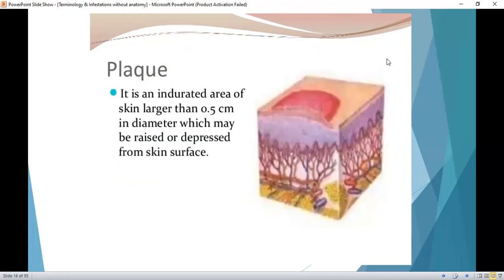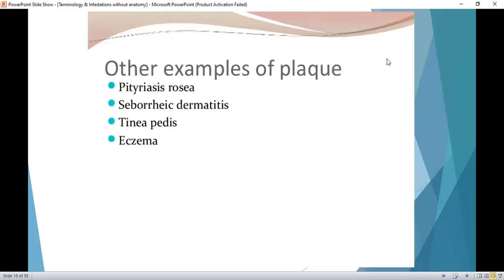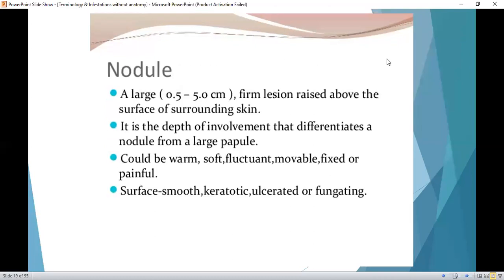same family. Then plaque. Plaque is an indurated area of skin which is larger than 0.5 centimeter in diameter and which is usually raised above the surface, but may sometimes be depressed below the skin surface. Examples of plaques are psoriasis, lichen planus, and tinea corporis. Pityriasis rosea, seborrheic dermatitis, tinea pedis, eczema, they all are also examples of plaque.